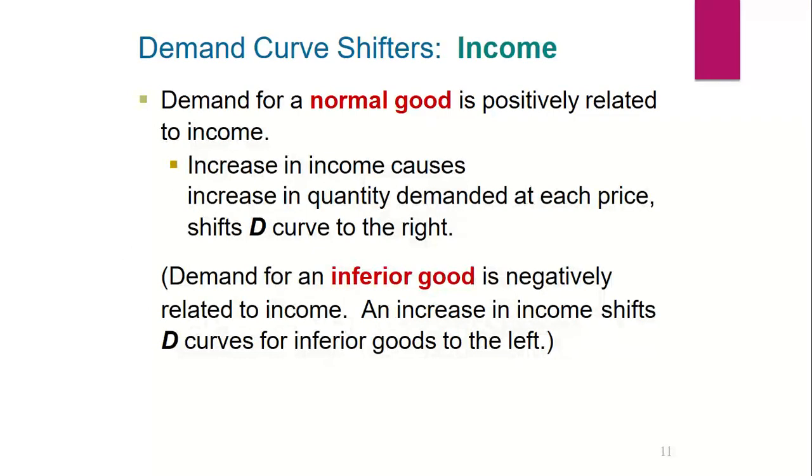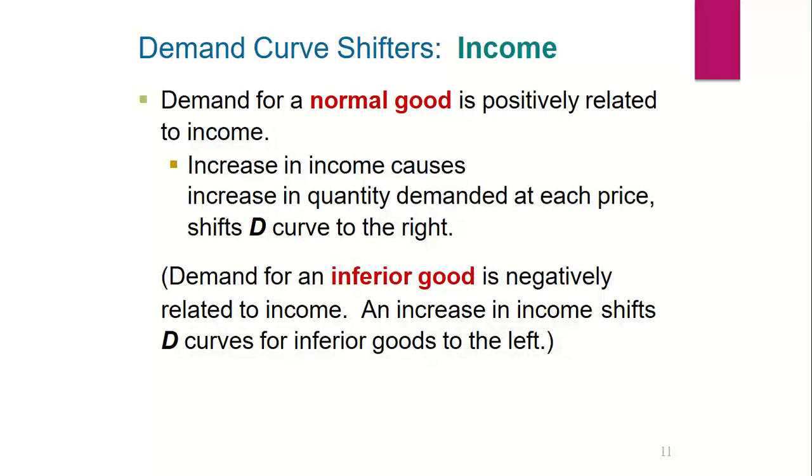Another demand curve shifter is income. Demand for a normal good is positively related to income. An increase in income causes an increase in quantity demanded at each price, and shifts the demand curve to the right. Basically, a normal good is a good you want more of as you get higher pay. For example, if your income increases, then the consumption of the good also increases. So that good is known as a normal good.